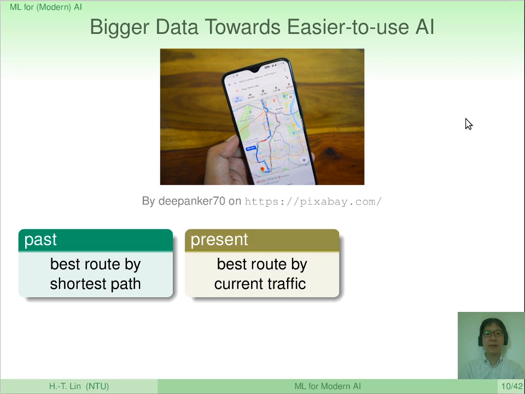And what's the improvement with more data? Well, if the companies can gather more data on what the current traffic situation is like, for example, by leveraging the user trajectory, which tells us how fast users are moving on the map, or by leveraging some sensor technology that collects the traffic data to us, then we can compute the best route, not just by shortest distance, but by the current traffic condition.